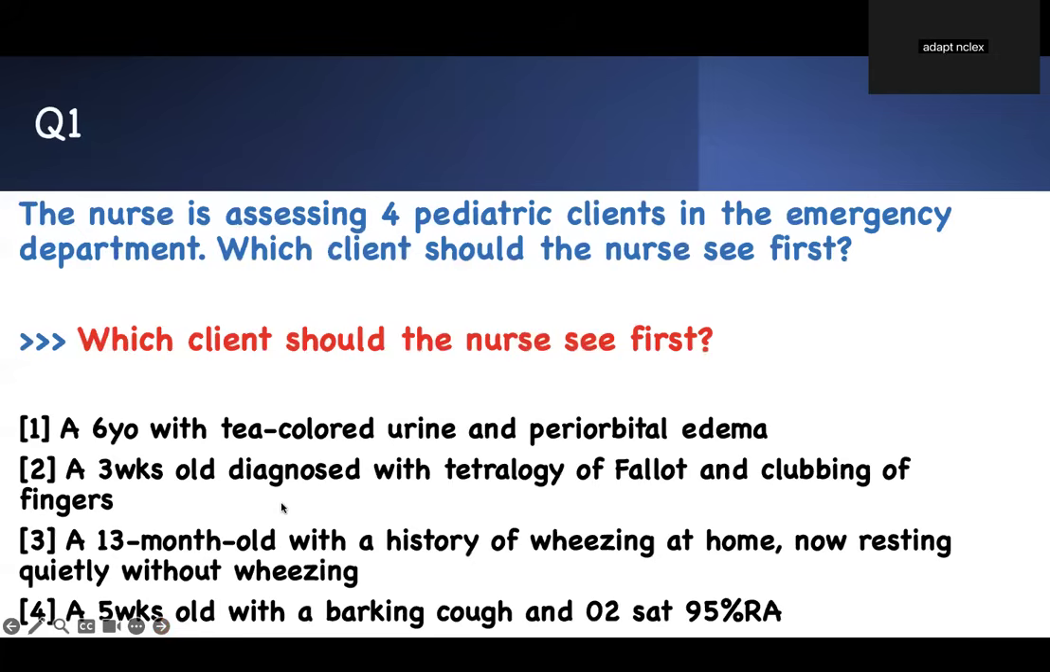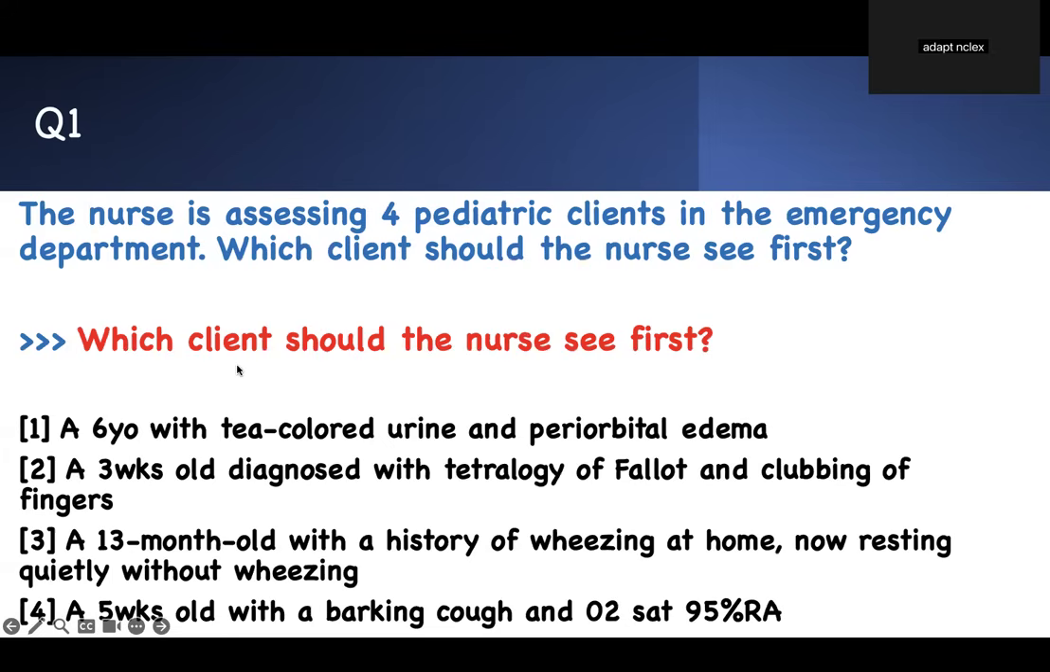The first question, of course, is going to be a prioritization so that you can get your feet wet and figure out how to approach prioritization. You have to be sharp. What does that mean? If you have 1 second, what would you do with these 4 patients? Which client should the nurse see first? Read it from the back and figure out from the beginning.